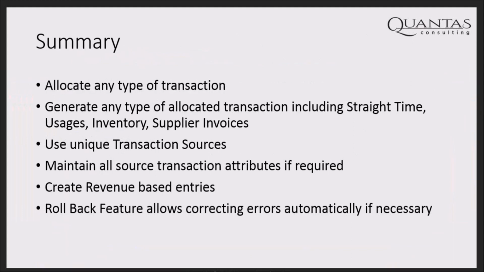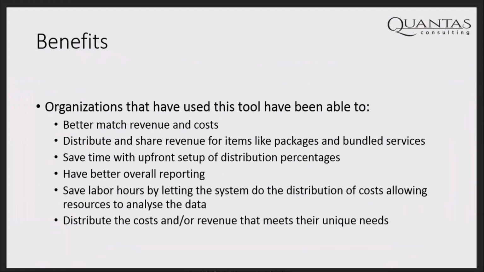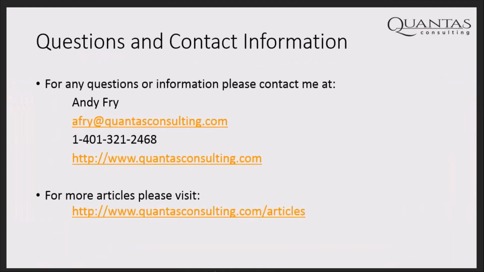So organizations that have used this tool, they've been able to better match their revenue and costs. They've been able to distribute and share revenue for items like packages or bundled services. A lot of other clients we've had that have used this, they're bundled services where they wanted to be able to split out that revenue and recognize that revenue on different projects. It's been a really good tool for them. They've been able to save time with upfront setup of the distribution percentages. It just improves overall reporting. Saves time by letting the system do the allocations rather than doing it manually. And you're able to distribute out and allocate out costs or revenue.